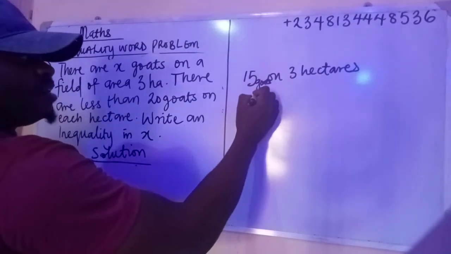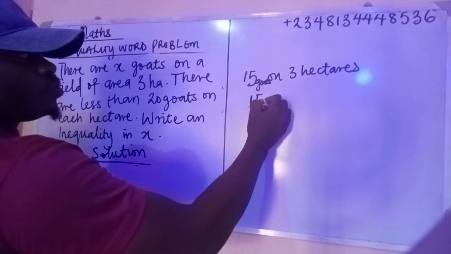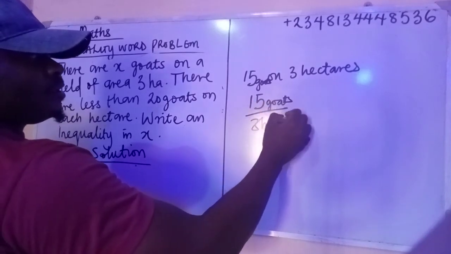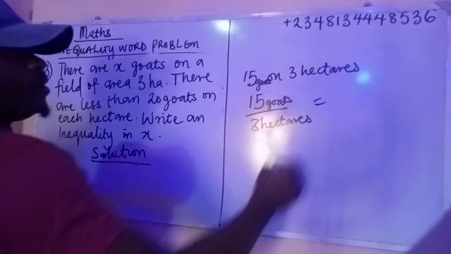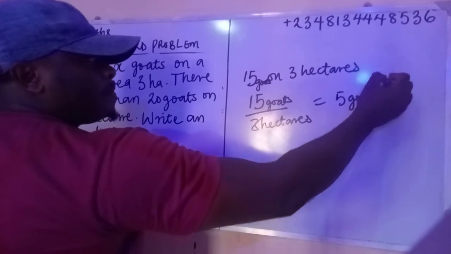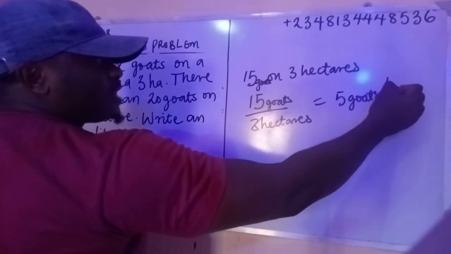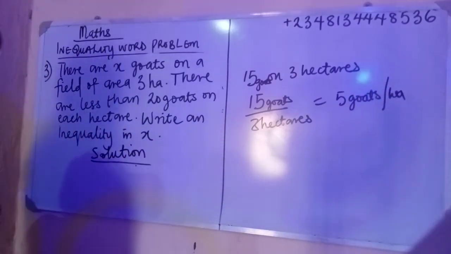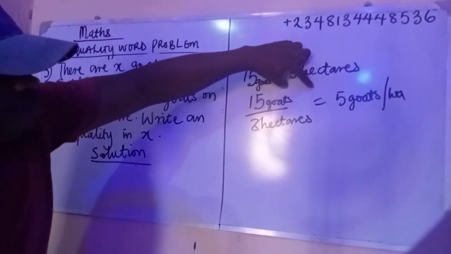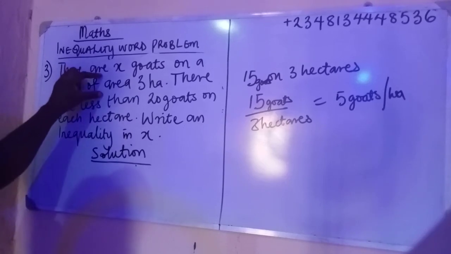Is it not to divide 15 goats by the 3 hectares, right? You have 5 goats for each hectare. Let me use HA. Am I correct? Yes. Now let's bring this one into this place.